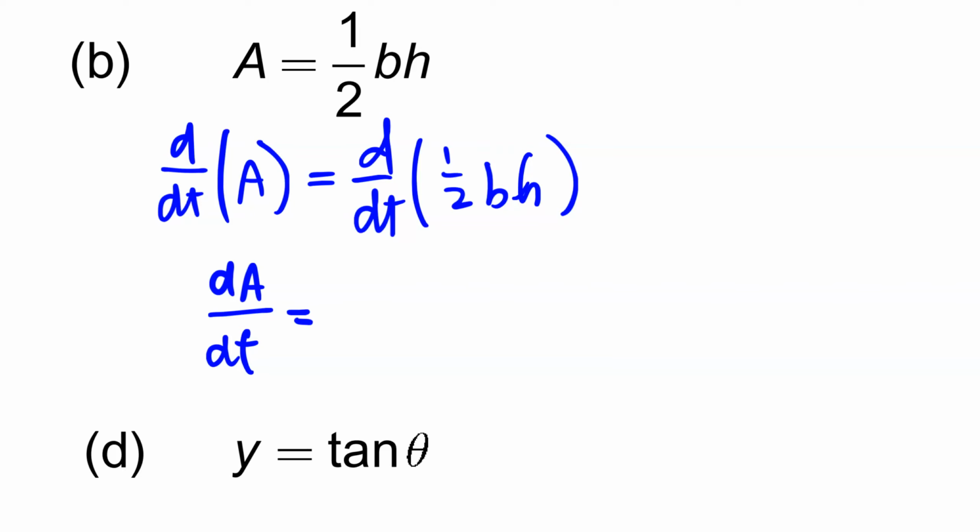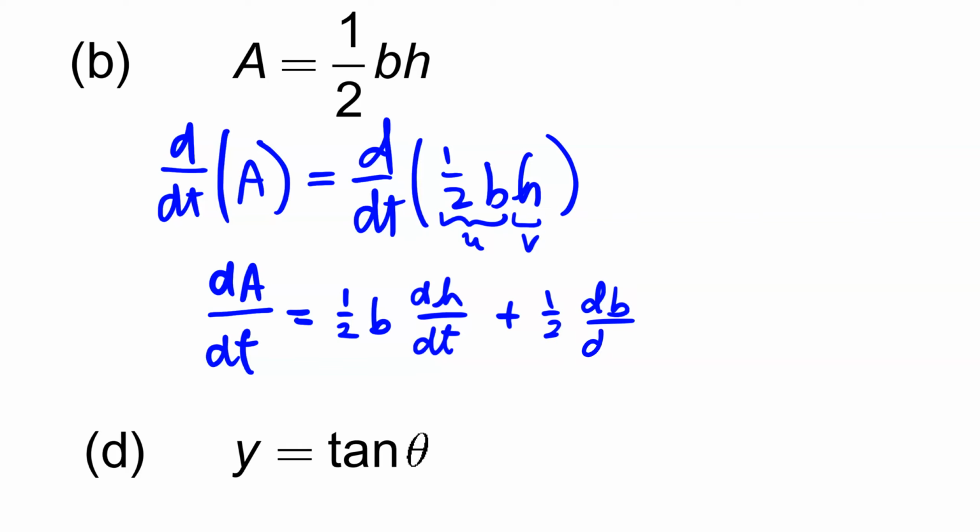Do we do it for each and every room? Yes. So we have u, and this is v. I have b times h. Those are separate variables. And we have a product. So I have to use u and v, product rule. So I have 1/2 b times dh/dt plus 1/2 times the derivative of b. So 1/2 db/dt times h.